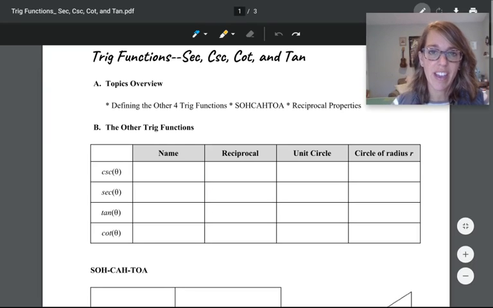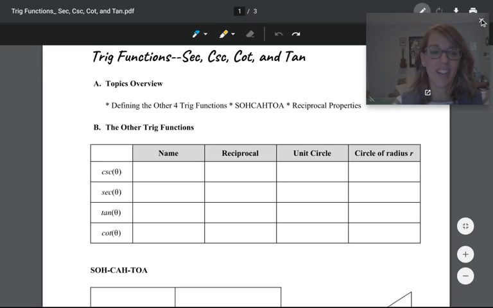We're going to look at the other 4 trig functions. There are 6 total. So far we've seen sine and cosine. We're also going to look at secant, cosecant, cotangent, and tangent. Some of these are the reciprocals. In addition to that, we'll be looking at one more way of memorizing how these functions are put together.